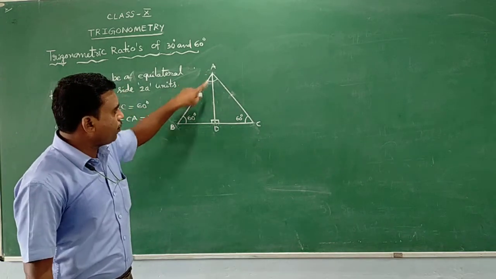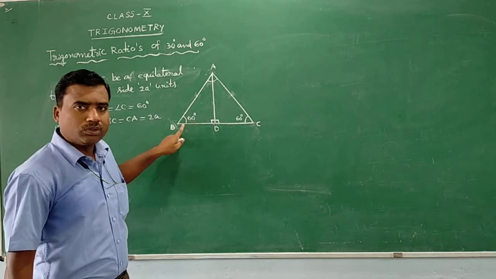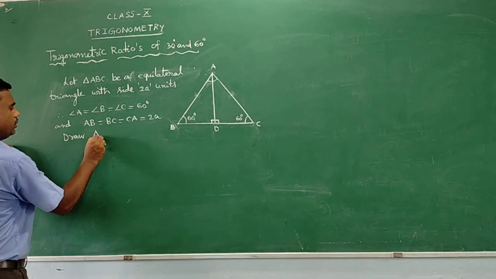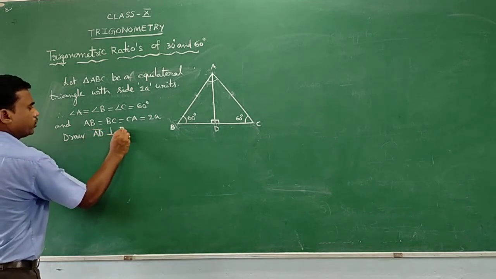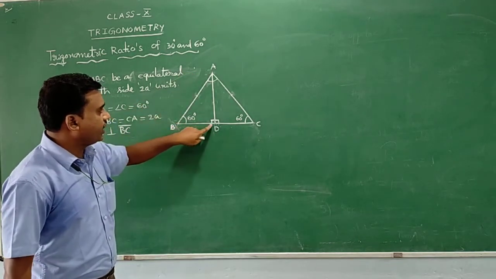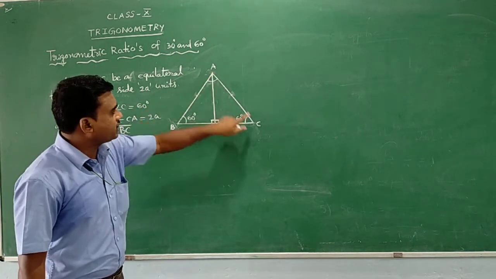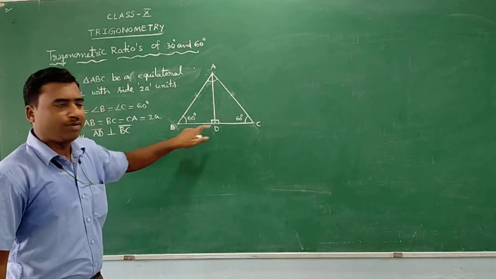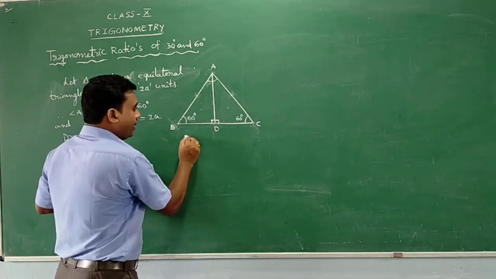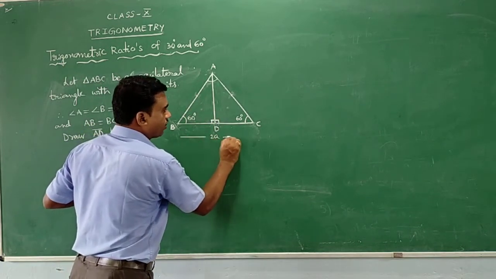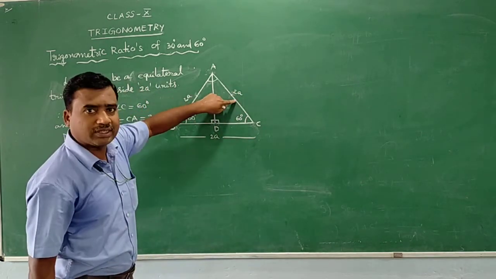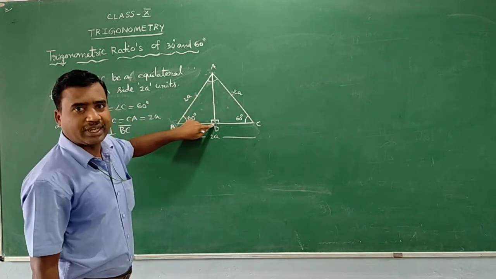Now draw a perpendicular AD to side BC. So here ABD is a right angle triangle, and ACD is a right angle triangle. In these two right angle triangles, this is the right angle, and each hypotenuse is 2a units. So AB is equal to AC, and AD is the common side.